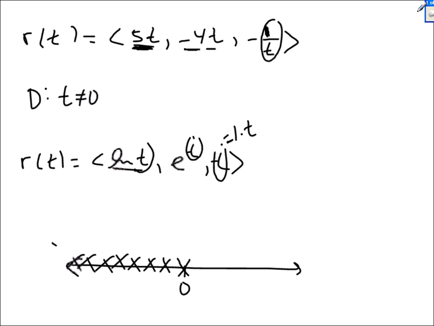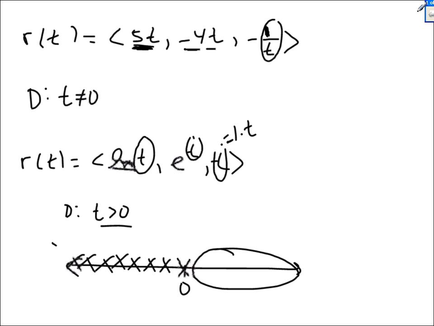That is exactly what domains are about. What can the variable be so you get back an intelligent answer? If you take an ln of something, that something has to be bigger than 0. And that was the only constraint. t had to be bigger than 0. If you look down here and see what wasn't crossed off, it would be the numbers bigger than 0. That's the domain there.